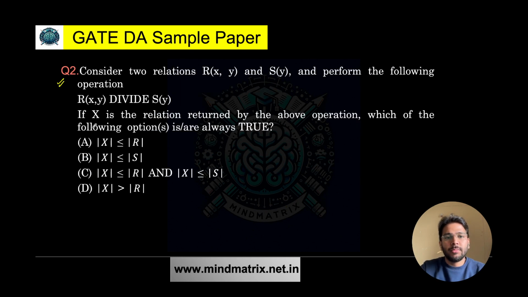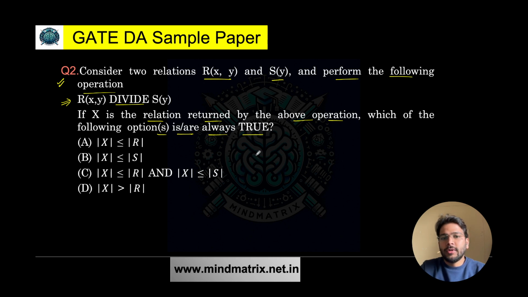Here we have question number 2. Consider two relations R and S. R has 2 attributes X and Y, and S has only 1 attribute, that is Y, and perform the following operation. So this is the operation we are performing: R divide S. So it is performing the division operation. If X is the relation returned by the above operation, that means the final result, which of the following options is or are always true?